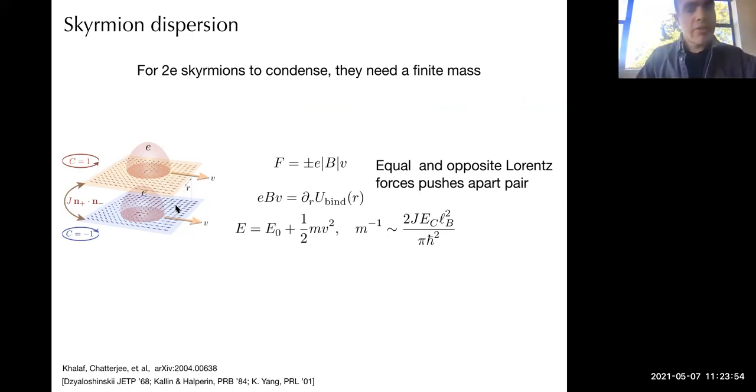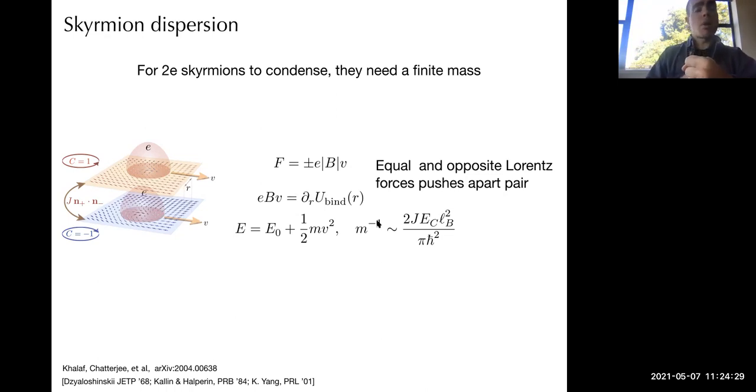The mechanism is actually very similar to, for instance, physics that Kun Yang has discussed for exciton condensates, or many others here for the energetics of the dispersion relation of composite fermions. And it comes from the interplay of the Lorentz force in the magnetic field and the antiferromagnetic mediation of an attractive force between them. So if you take this skyrmion pair and boost it, because they see opposite magnetic fields in the two layers, this causes a Lorentz force between the two skyrmions, which actually separates them in space.